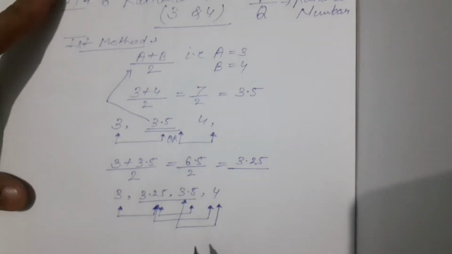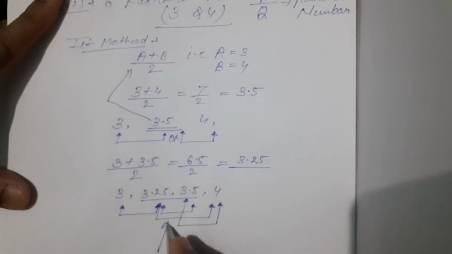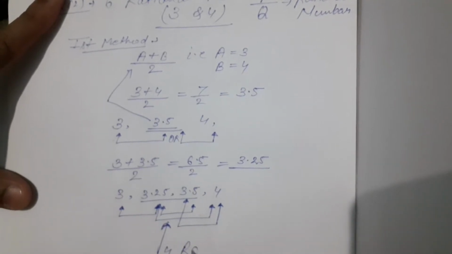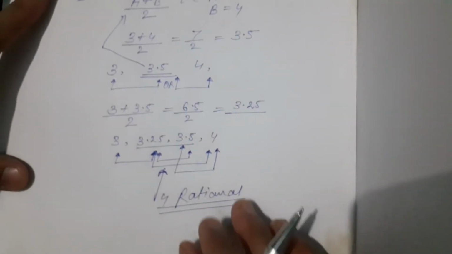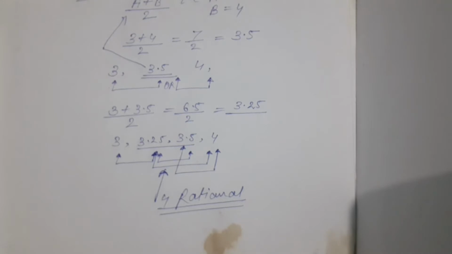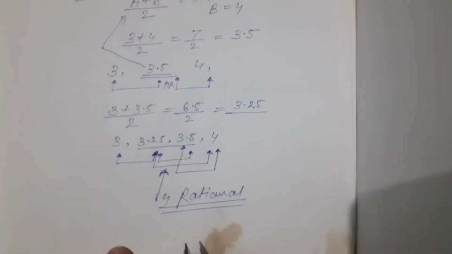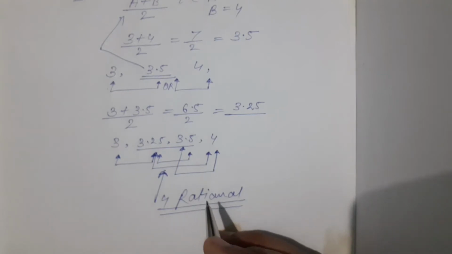This is the first method, and you have to find the other 4 rational numbers. Solve it further by using your own method and post it in the comments. I will check whether you have solved the question correctly or not.